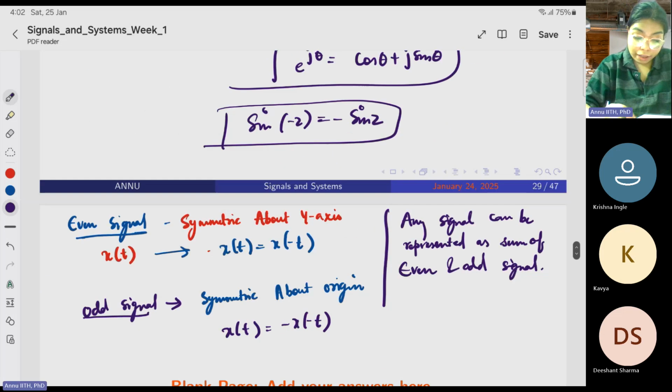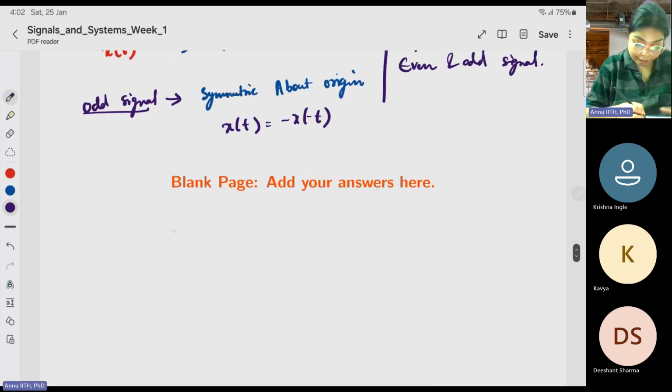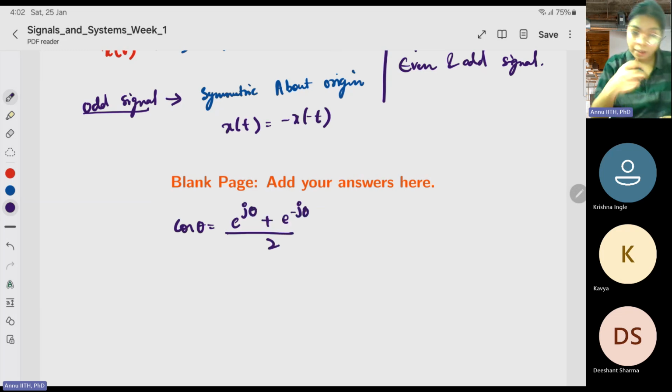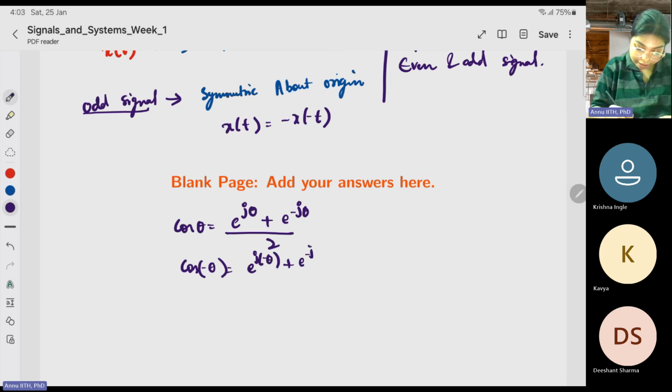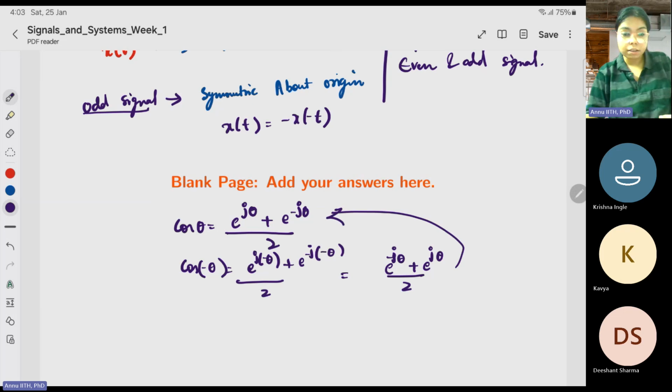And even if you want to verify this by Euler form, let us verify that. Cos theta is equal to e power j theta plus e power minus j theta divided by 2. All of you agree? Now let's calculate cos of minus theta. It is e power minus j theta plus e power j theta divided by 2. Is it not equal to cos of theta? It is. So cos is an even signal.